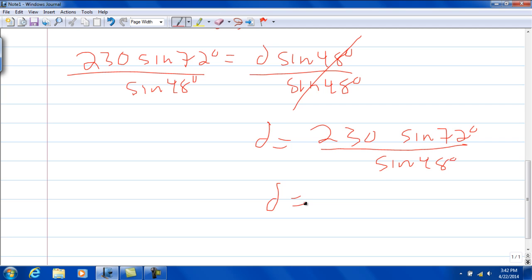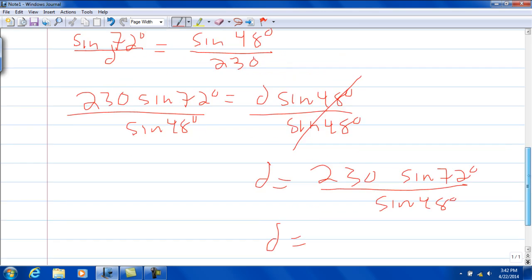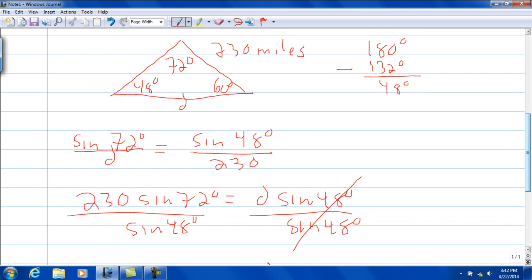So what's our D going to be? Let me get out my calculator here, do this math. No, that's just 230, it's 730, isn't it? Yeah. This should be 7. That would make a difference.